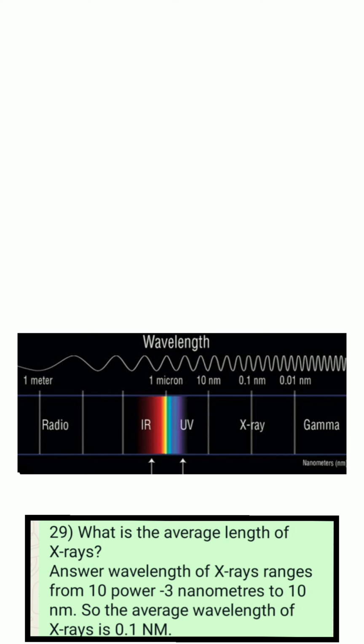30. What is the average wavelength of X-rays? Answer. The wavelength of X-rays ranges from 10⁻³ nanometers to 10 nanometers. So the average wavelength of X-rays is 0.1 nanometer.